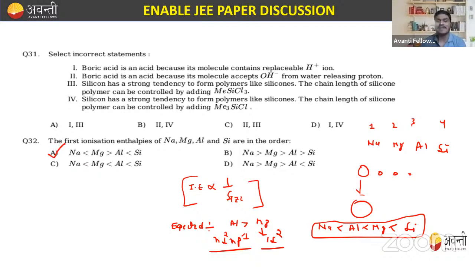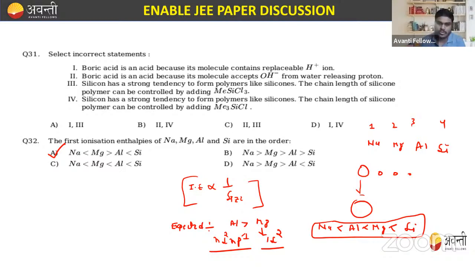Sodium has the minimum, or we say least, ionization enthalpy, whereas magnesium has ionization enthalpy more than aluminum and sodium, and less than silicon. So these are the correct options. That is option number A. I hope I am clear. So this is the correct answer for this question, right?